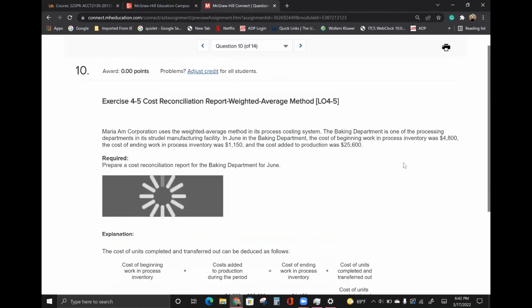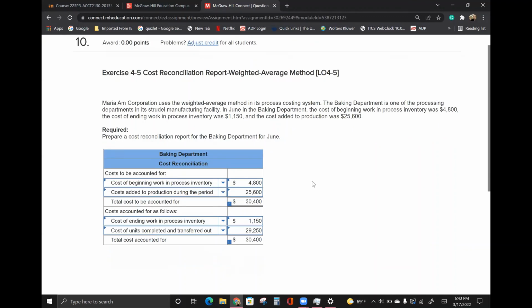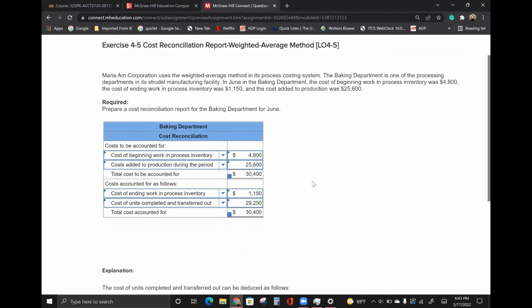And let's look at number 10. Maria AM Corporation uses the weighted average method in its process costing system. The baking department is one of the processing departments in its strudel manufacturing facility. In June, in the baking department, the cost of the beginning work in process inventory was $4,800. The cost of the ending work in process inventory was $1,150. The cost added during production is $25,600. So prepare a cost reconciliation. This was like that slide that we looked at, just to make sure that we had everything accounted for.